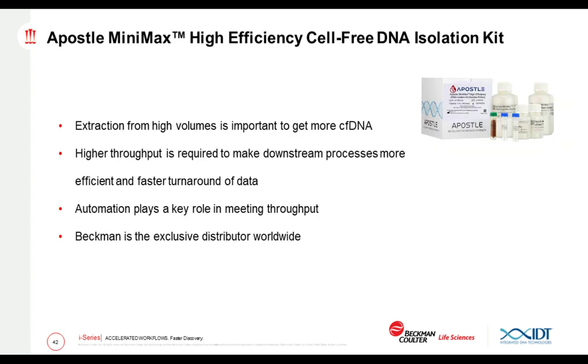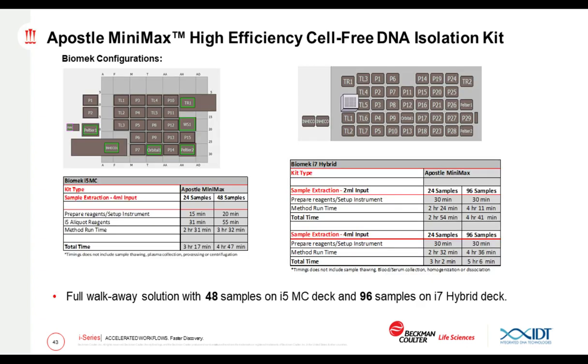Moving into each application, Apostle Minimax is automation amenable and scalable. The market requires higher throughput extraction to expedite the downstream research, and automation plays a key role in achieving that target. Apostle Minimax cfDNA kit is automated on both Biomek i5 and i7 workstations.